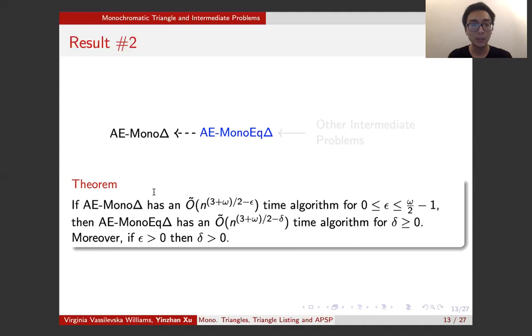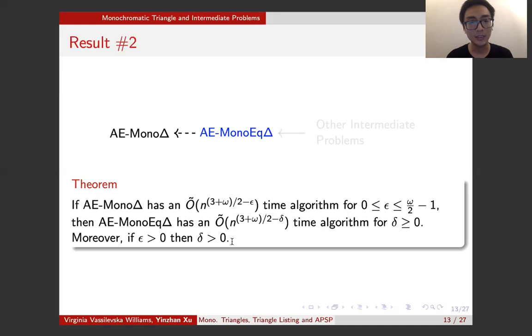So let's first look at the case when epsilon is 0. Then apparently the precondition of the theorem is true. So that implies an O tilde n to the 3 plus omega over 2 time algorithm for all-address monochromatic equality triangle. It means that all-address monochromatic equality triangle is indeed another intermediate problem.